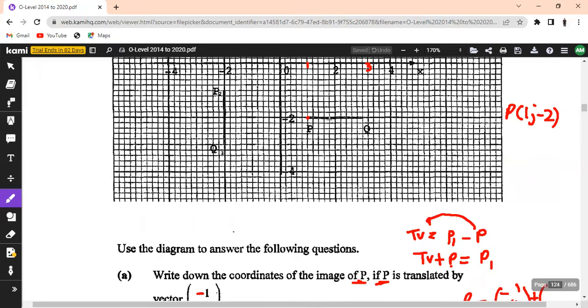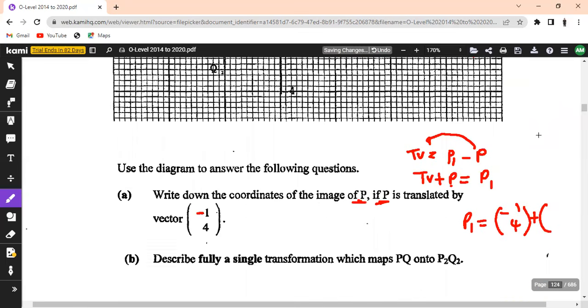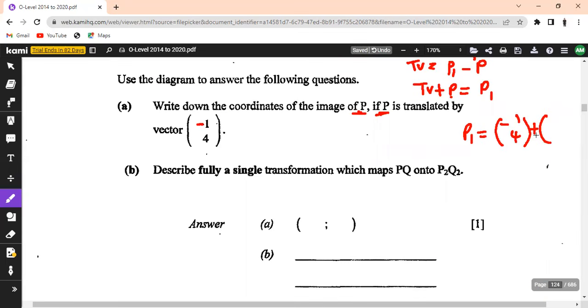And we said P is 1, minus 2. So you substitute that, 1, minus 2. If we add, that will be your image. Minus 1 plus 1 is 0. 4 plus minus 2 simply means 4 minus 2, which is 2. So this is your image P. As a vector, then you write it as coordinates now as 0, 2. So that's what they actually needed.